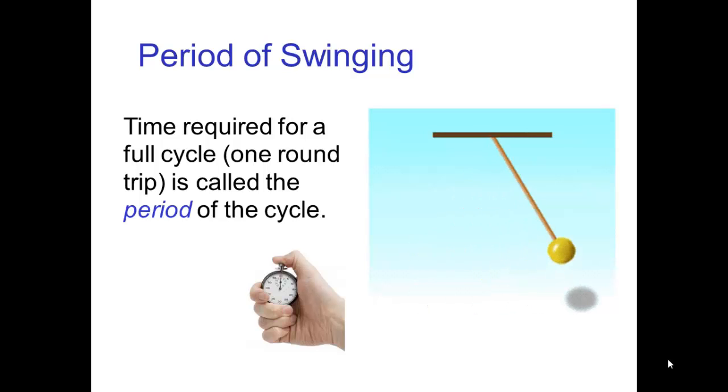Swinging motion is an example of cyclic motion, that is, motion that occurs in a cycle. The time required for one full cycle, that is, for one round trip, is called the period of the cycle. We usually measure the period in seconds or in frames.